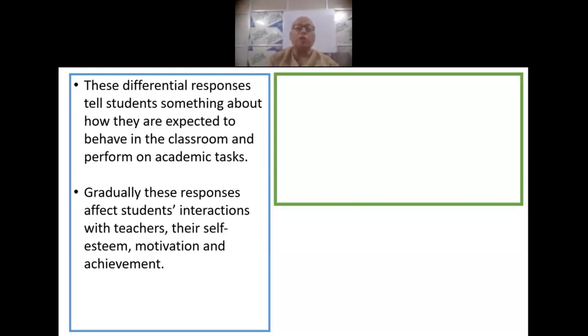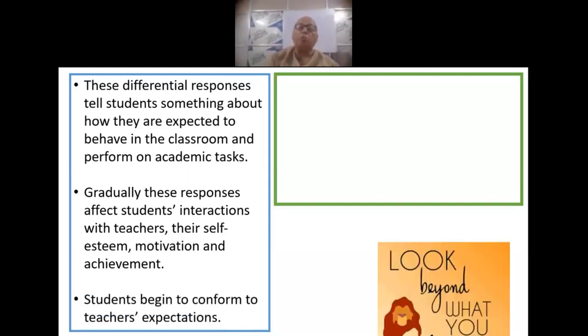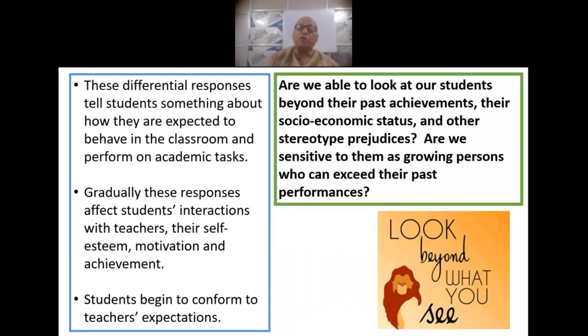And so, teachers, what we are saying is that we have to look beyond what we see. Are we able to look beyond the past achievement, beyond the socio-economic status or stereotype prejudices? Are we sensitive to them as growing persons who can exceed their past performance? Neuroscience, I do a lot of study in neuroscience, says intelligence is not fixed. It can be developed. Today, a student who has not performed well, if he is guided, supported and motivated, can change himself and can improve his performance. So we have to look beyond what we see.